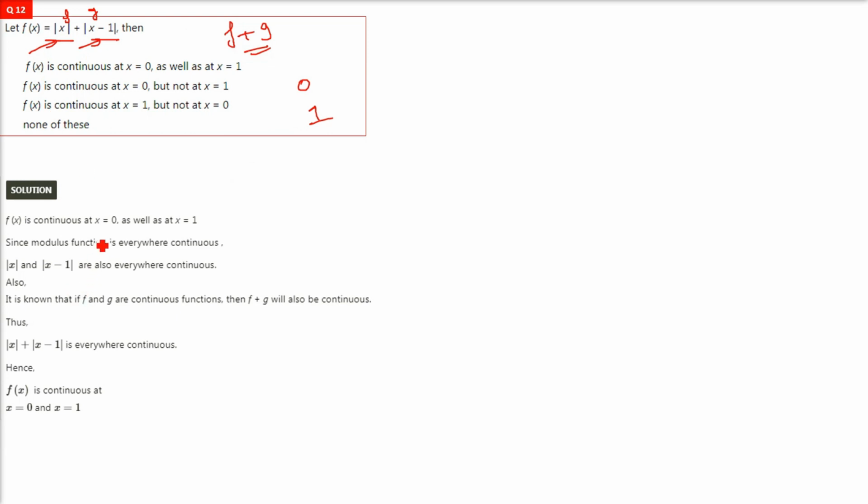x minus 1 is 0 when x is equal to 1. So at x equals 0 and x equals 1, there are 2 points. And the answer is that f(x) is continuous at both these points. You can also do this; I'll just give you an idea.